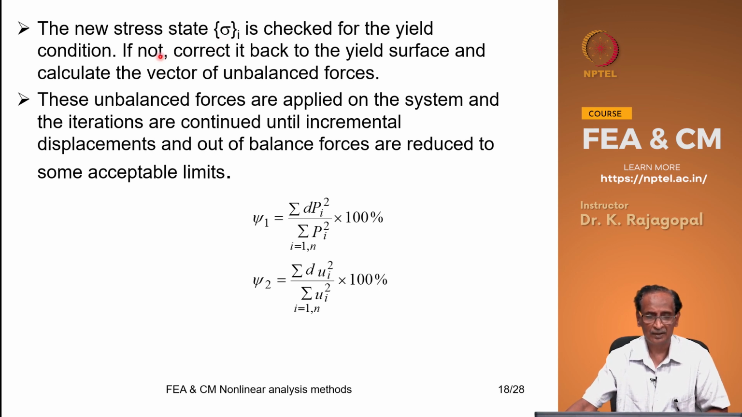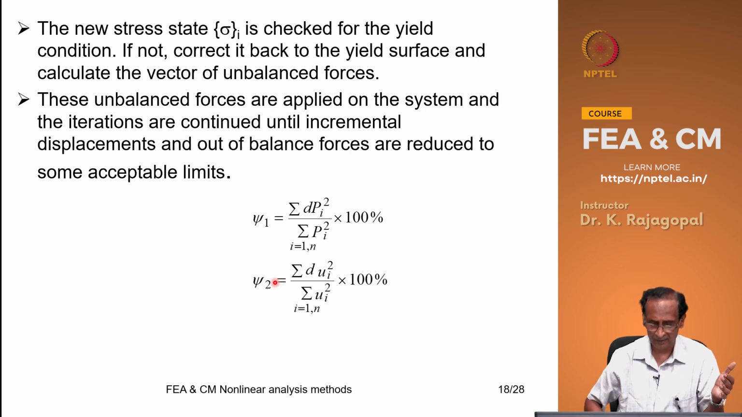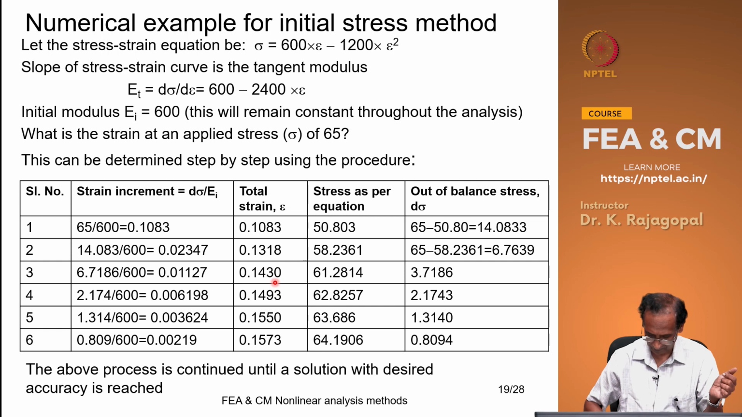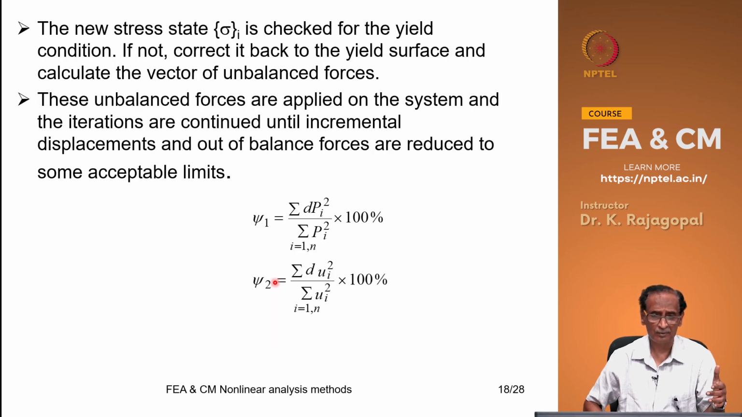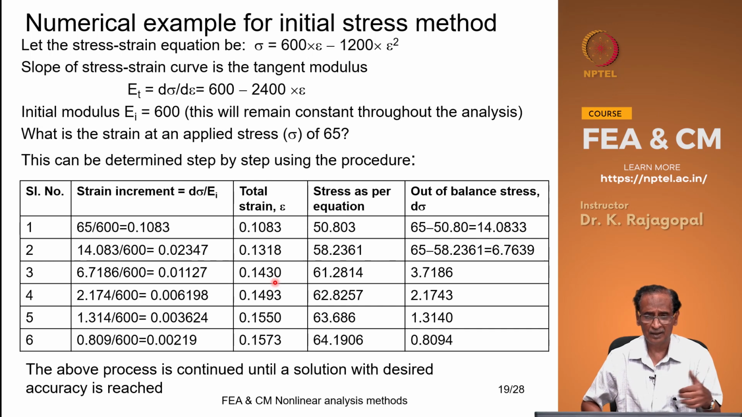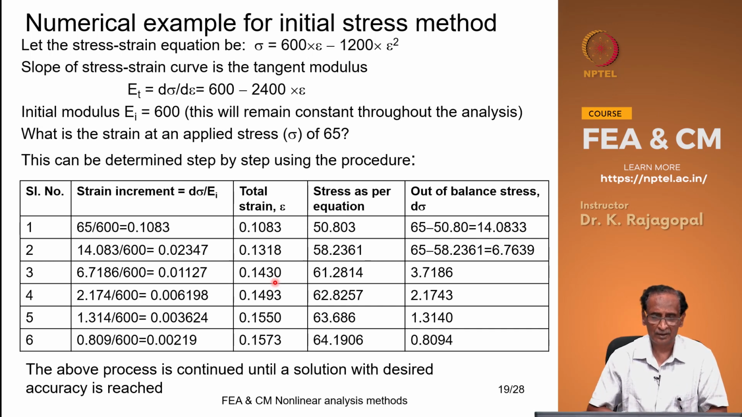Once you get this new stress state sigma_i, we check for the yield condition, and if it is not satisfied, then we correct it back to the yield surface and calculate the vector of unbalanced forces. We repeat these calculations until the norm of the out of balance forces and the norm of the incremental displacements reach some constant value. Okay. So now let us apply this to a simple example, because I am going to demonstrate all these through simple hand calculations, because if you do it through finite element programs, we will not really know what is happening.